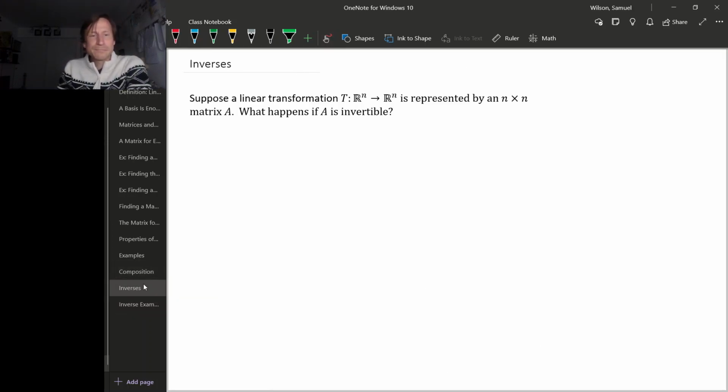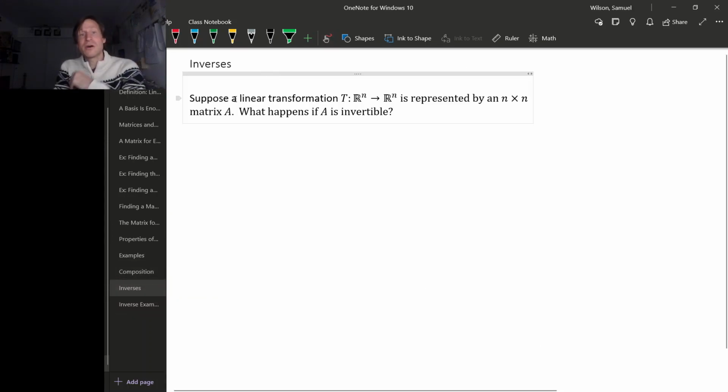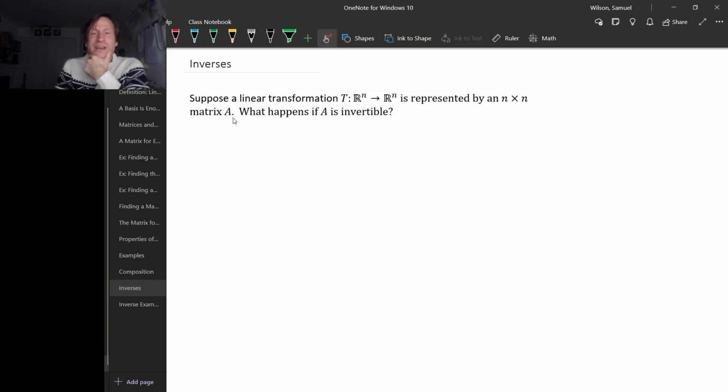So let's think about a transformation that's represented by an invertible matrix. Suppose we have a linear transformation that goes from Rn to Rn. That means its matrix will be n by n. What happens if that matrix is invertible? So this A inverse exists.